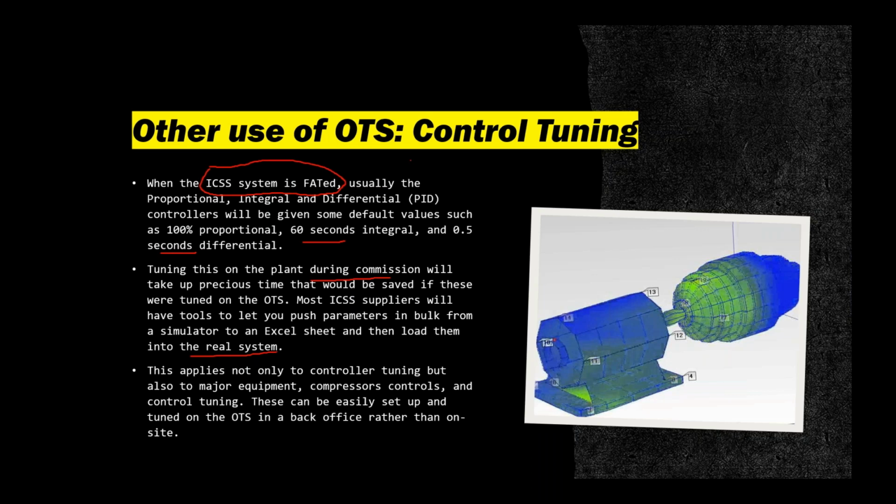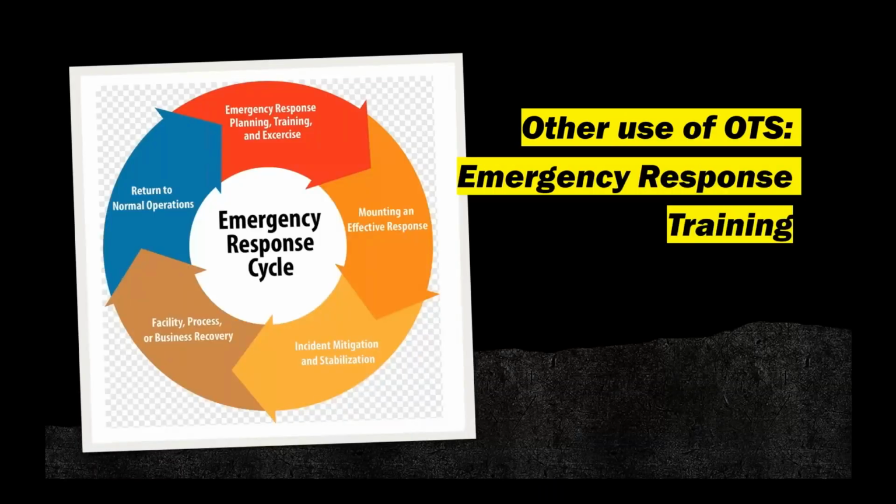Another use of OTS, and this is still thinking outside of the box, is for emergency response training. Emergency response training does not necessarily have to be done physically. Sometimes it is to measure the level of understanding of what's going on, and also the level of communication between teams. This is something we call a response simulator. So we can do response planning, training and exercise, and see the effective response.